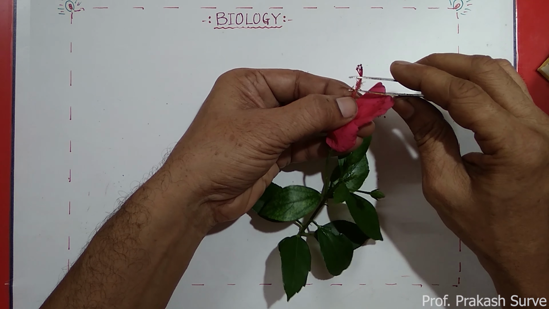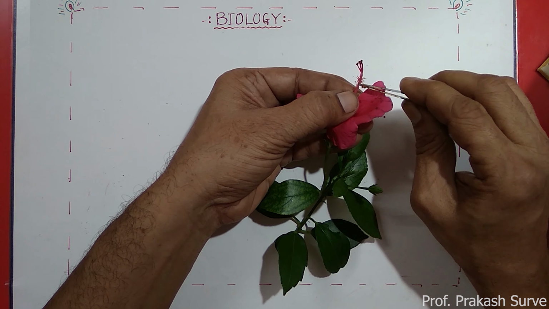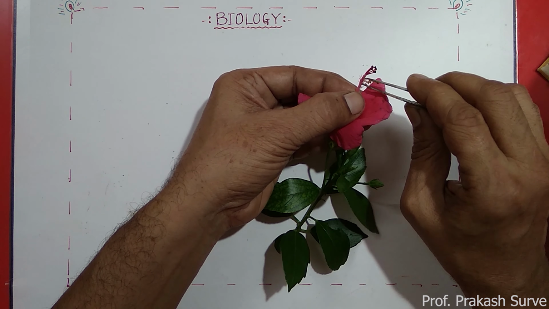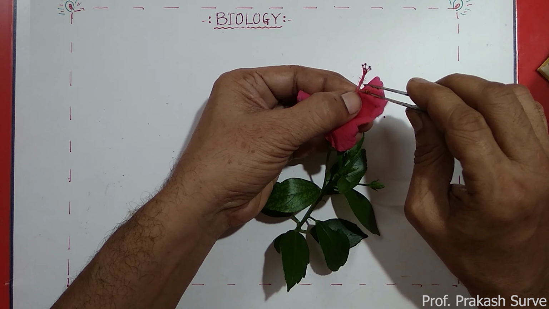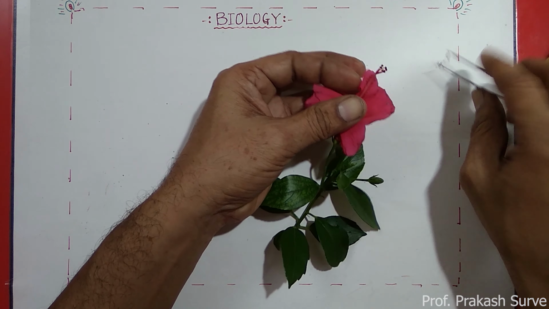You have to make this flower unisexual, you have to make this flower female flower only. The male part you have to remove, so that the desired character male part, it means the pollen grain, we can dust on the stigma. This thing you have to do before opening of the flower.